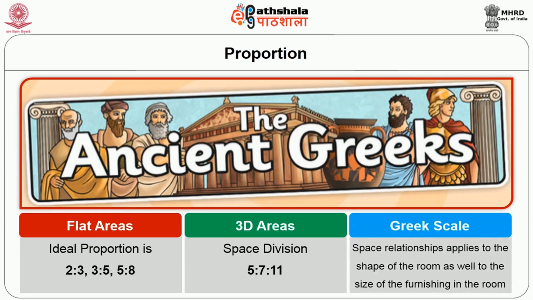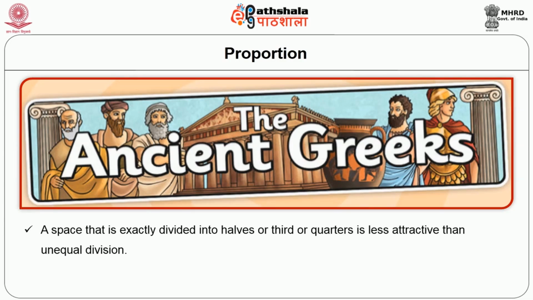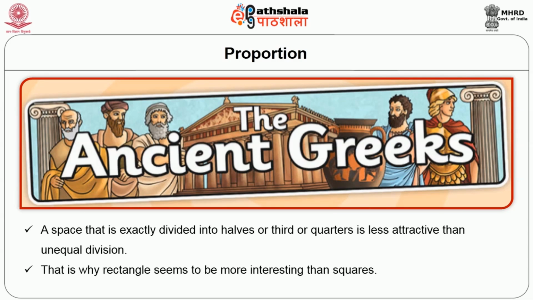The Greek scale of space relationship applies to the shape of a room as well as to the size of the furnishing in the room. A space that is exactly divided into halves or thirds or quarters is less attractive than an unequal division. That is why a rectangle seems to be more interesting than a square.